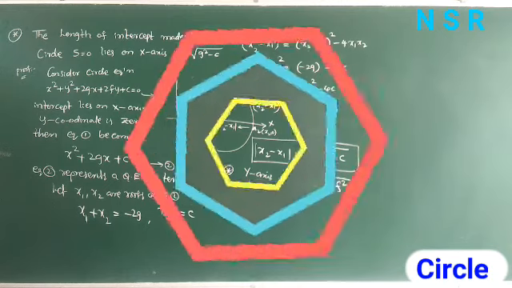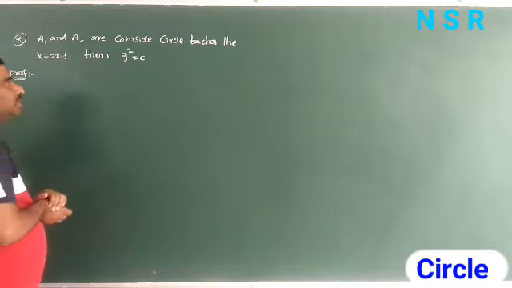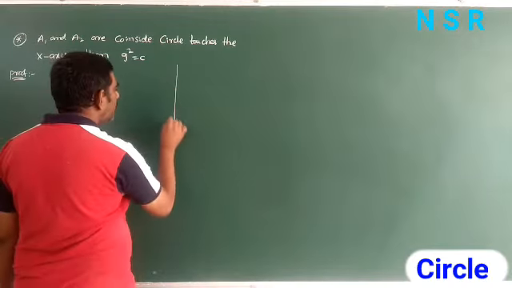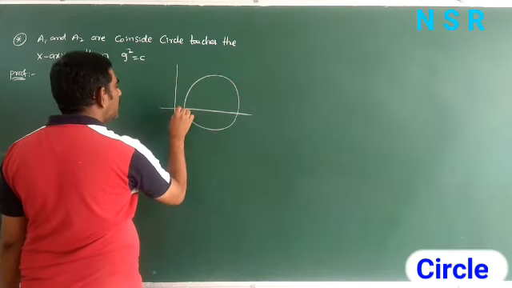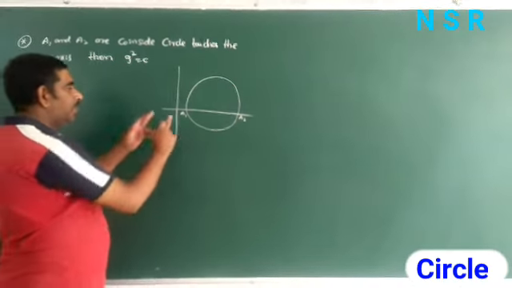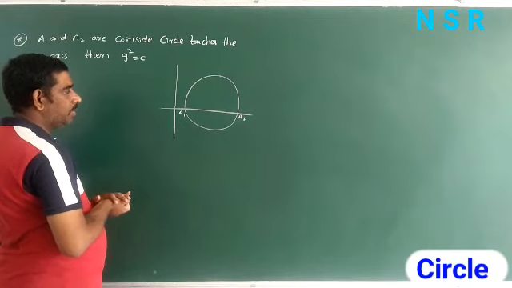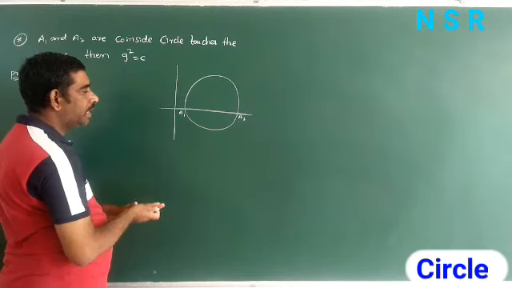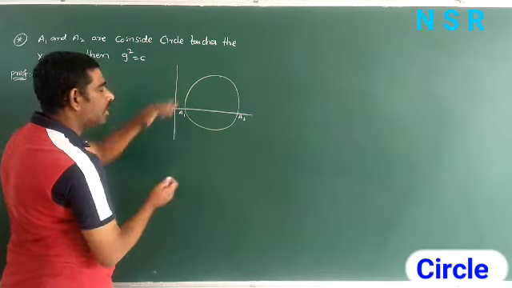Next, if A1 and A2 coincide, the circle touches the x-axis, and we get the condition g square equal to c. So this is the intercept made by the x-axis, that is A1A2. If A1 and A2 come together, that is, A1 and A2 coincide, the circle moves upward.